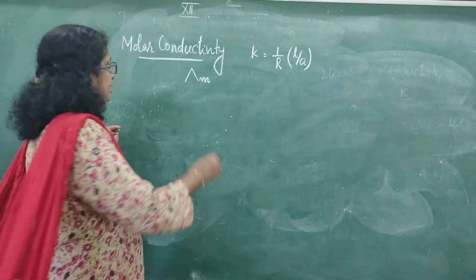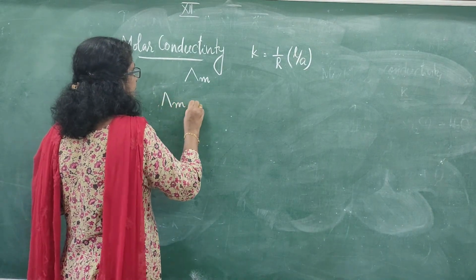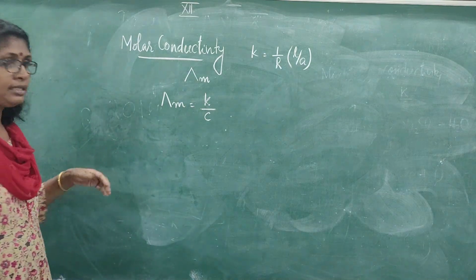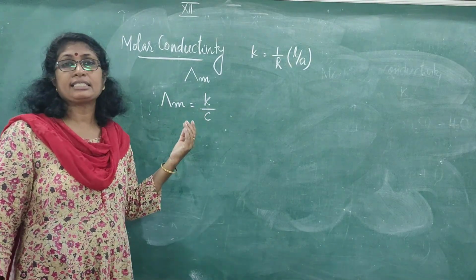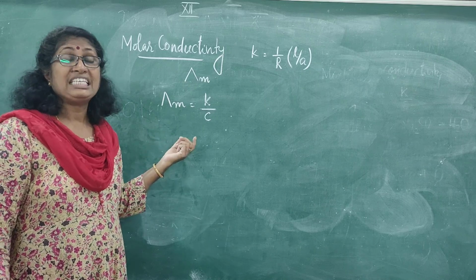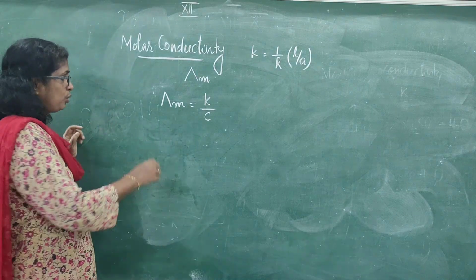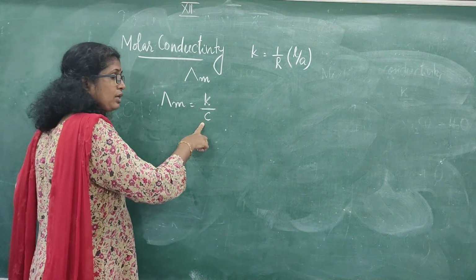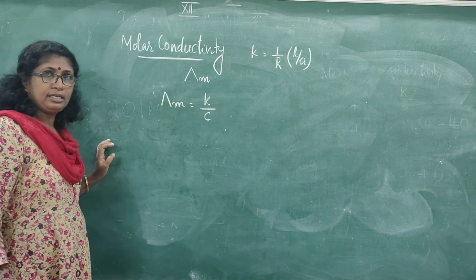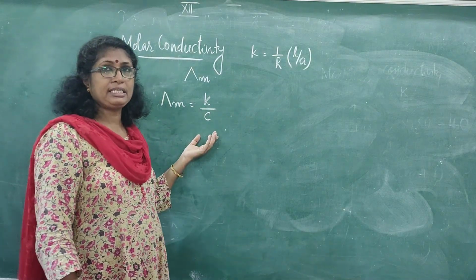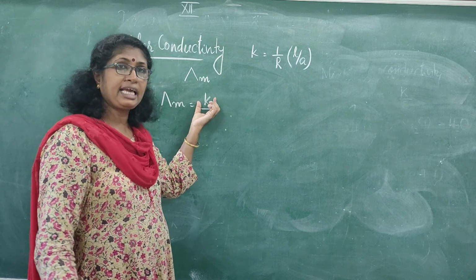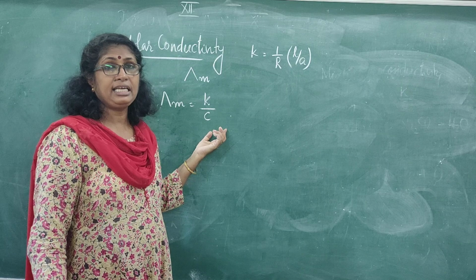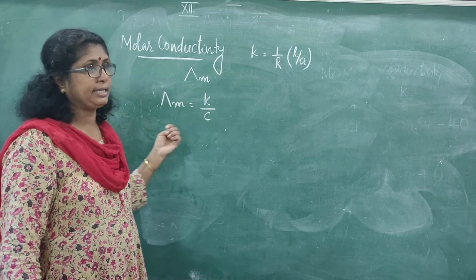And this molar conductivity lambda m is equal to K by C. How do we get K by C? Let the conductivity we have measured be the conductivity of C moles per liter. So for a solution with 1 molar concentration, it is K by C. Let the solution contain C moles per liter and the conductivity measured is K. Then molar conductivity is equal to K by C, where C is the concentration in moles per liter.